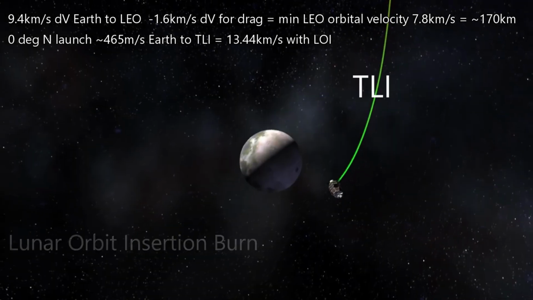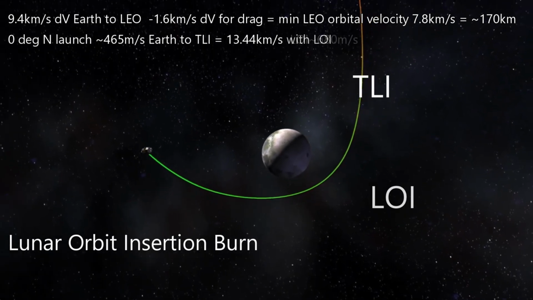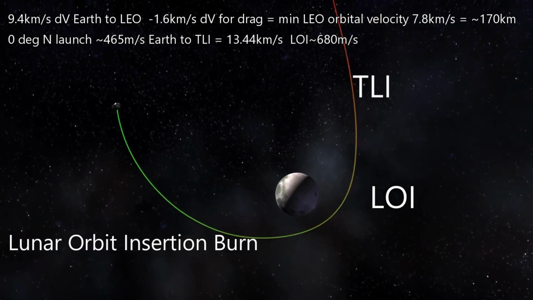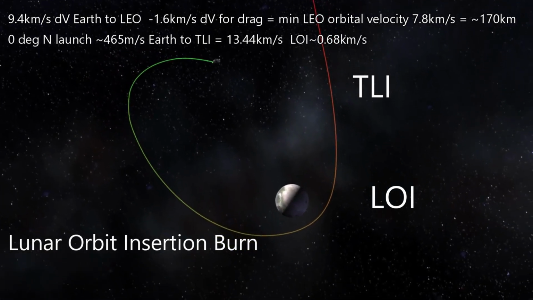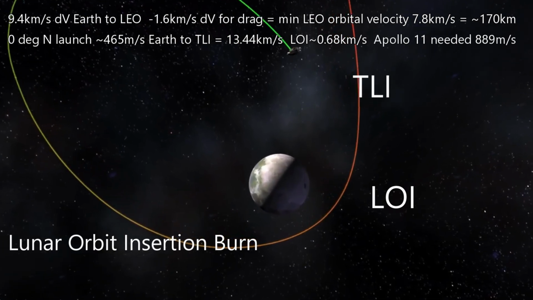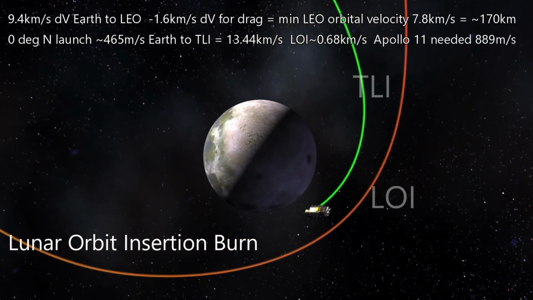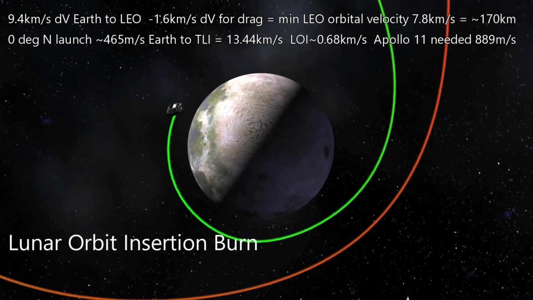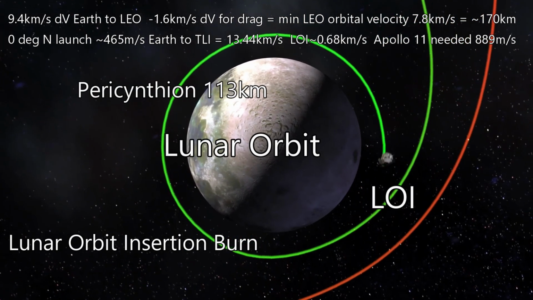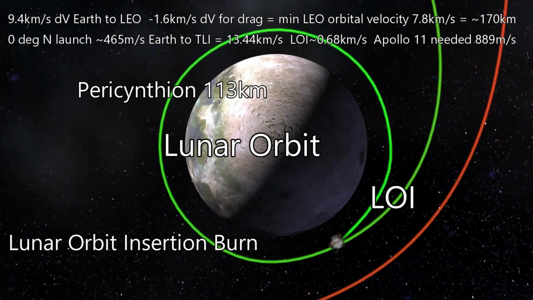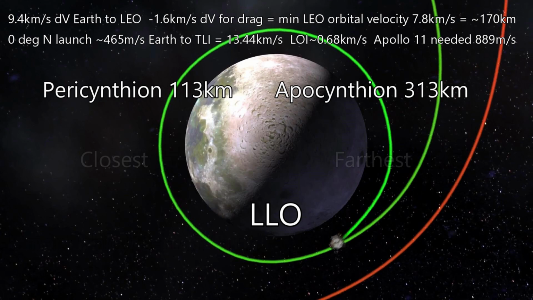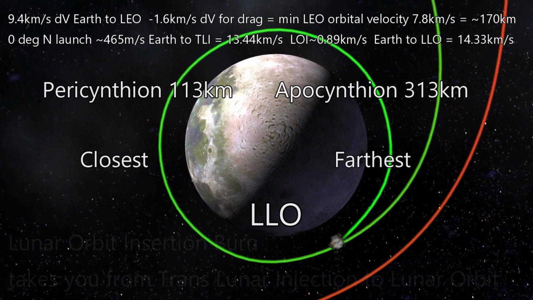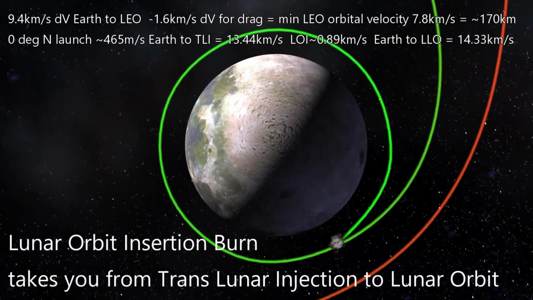We also need to have a lunar orbit insertion burn. This requires a minimum of 680 meters per second or 0.68 kilometers per second of delta V. Apollo 11 needed 889 meters per second as they were coming in fast. This put them into a low lunar orbit with a 113 kilometer perisyntheon, not perigee, remember we are not orbiting the Earth, and a 313 kilometer aposyntheon. We'll use the Apollo numbers to be safe, and that brings us to 14,329 meters per second delta V.